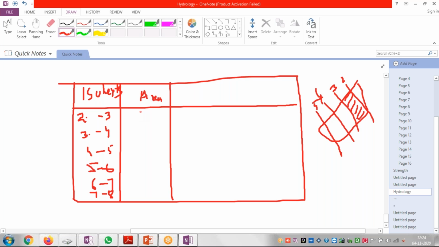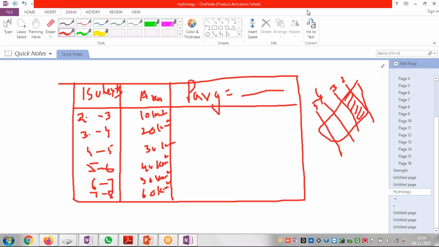Say A1 will be, say, 10 kilometer square, then 20 kilometer square, right? Then 30 kilometer square, then suppose 40 kilometer square. So sometimes if the figure is not given, it will be given like this. Then 50 kilometer square, then 60 kilometer square. It will be asked that find out the P average. So you have to apply the formula and find this P average. Is it okay?